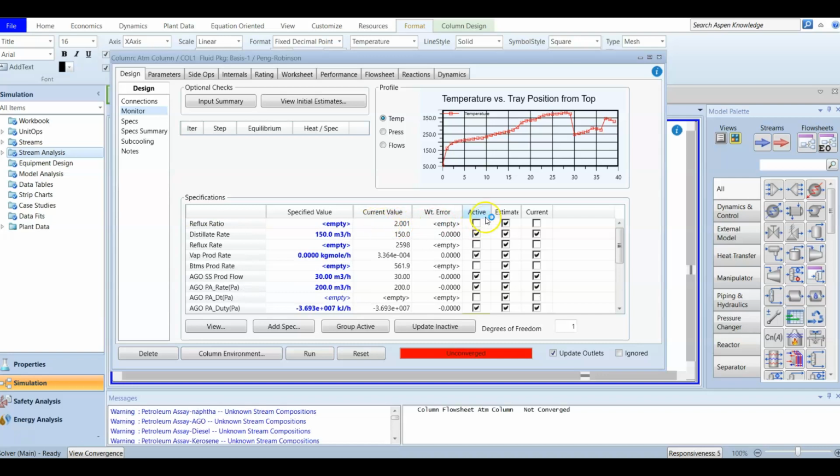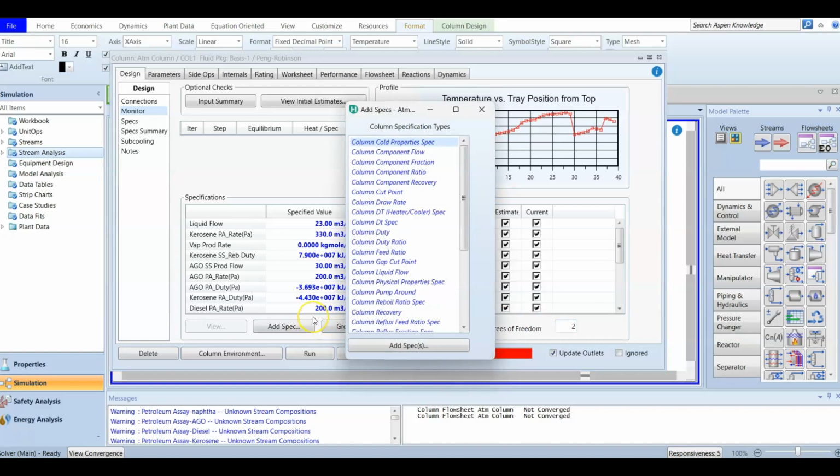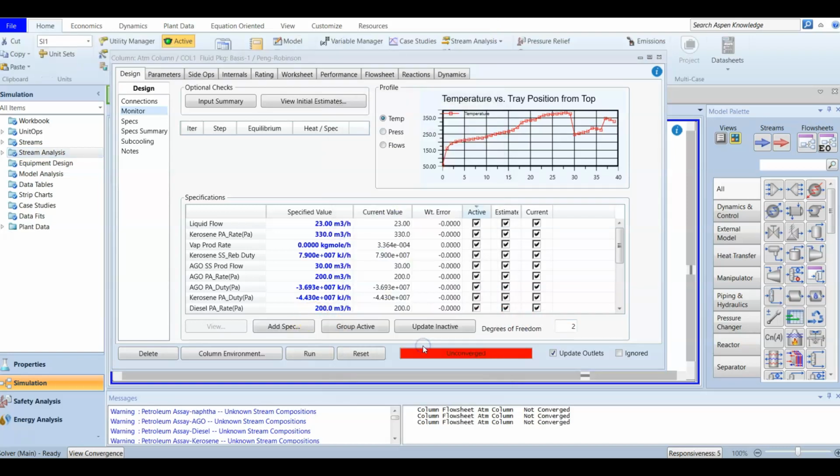Why? Because this is a flow, and we need to remove the flow and focus on the quality. The second one is related to the distillate naphtha rate, or distillate rate, this one, and we are going to uncheck it. So now we have a degree of freedom equal to 2, because we have removed 2 specs. So we need now to add another 2 specs. So we are going to add a spec, and this spec is called a column cut point.